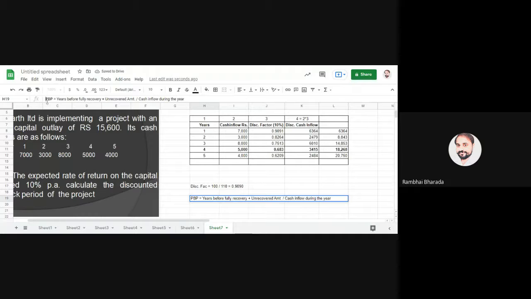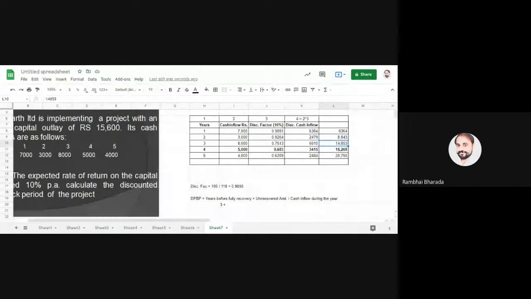But here which payback period? Discounted. So DPBP. What name will we give? Discounted payback period. That discounted payback period means year before full recovery plus unrecovered amount upon cash inflow during the year. Now see, the year of full recovery is the fourth year. So third year plus unrecovered amount. Now compare the total cash inflow of the third year and the full amount. Full amount is 15,600, and up to the third year our cash inflow is 14,853. The difference is nearby 700. Okay, so it's 747. I'm right. So plus 747 upon cash inflow during the year.